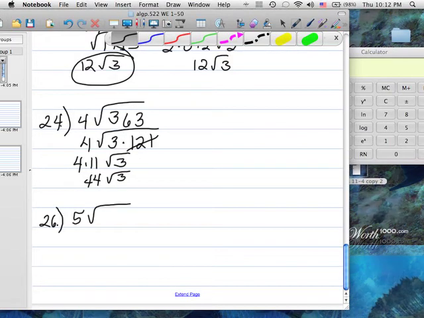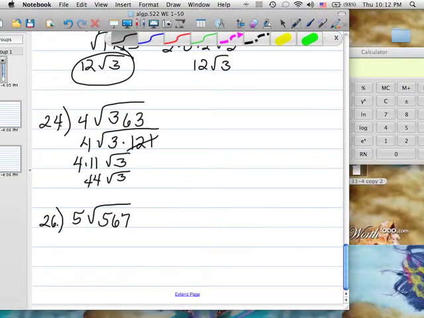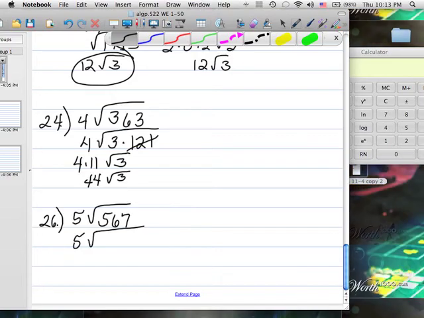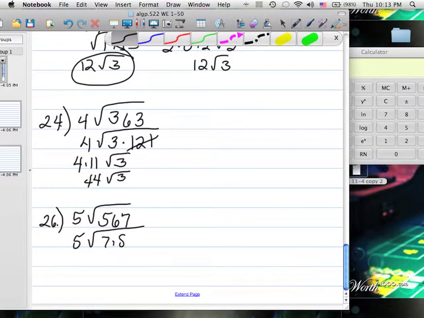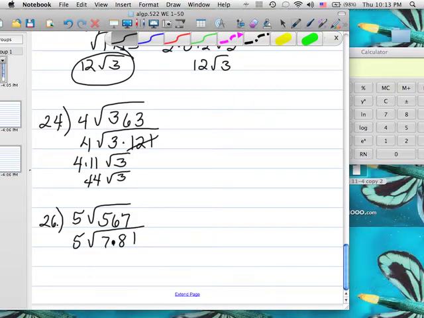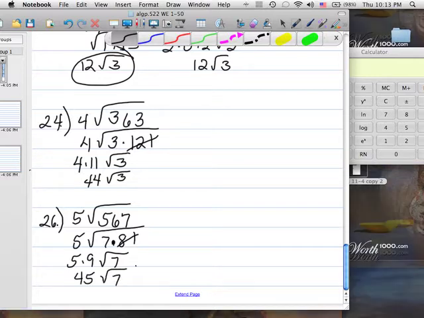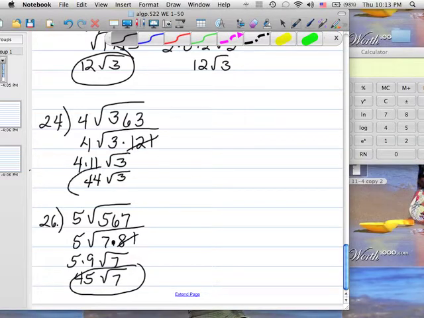And number 26 is 5 radical 567. Well, I could see 7's going to go in there. Let's see what happens if I divide that by 7. That's going to be 7 times 81. So 81 is a perfect square. I can take that out. 5 times 9, radical 7. So I get 45 radical 7.